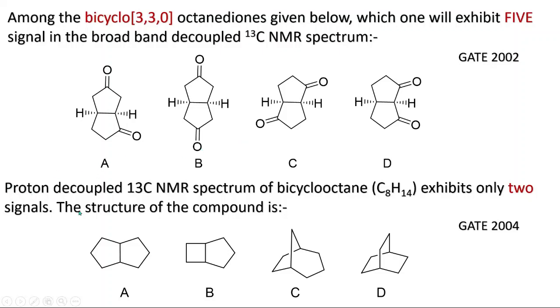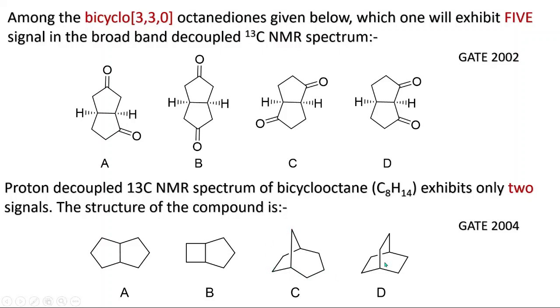The proton decoupled 13C NMR spectrum of a bicyclooctane exhibits only 2 signals. What is the structure of the compound? Now if you see option A, there is a plane of symmetry like this and this. So 1, 2, 3, 3. This is not the answer. There is a plane of symmetry like this. 1, 2, 3, 4. This is not the answer. There is a plane of symmetry passing through like this. So 1, 2, 3, 4, 5. This is not the answer.